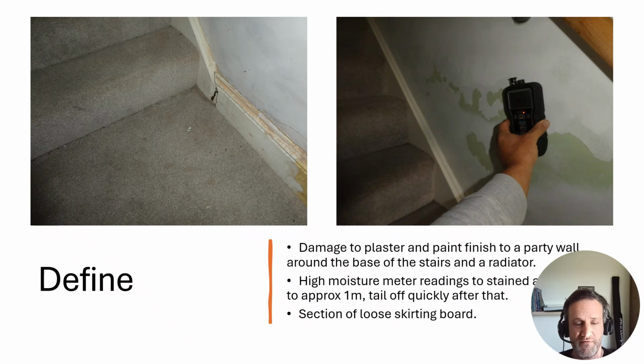Okay. Now it would be very easy at this point to jump to the definition as damp, but damp is not a definition. Damp is a diagnosis. The definition here is we have staining, we have damage to the surface here, and we've got moisture meter readings. Obviously, we are cautious about our moisture meter readings. We use them as just one indicator. They're not proof or evidence of damp in themselves, but they give us another pointer, another guide to define the scope of this defect.